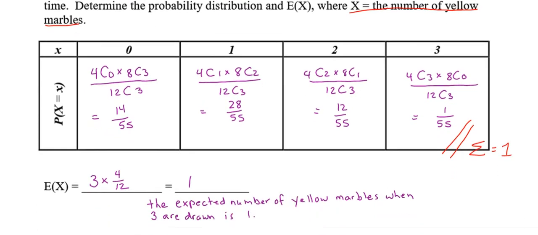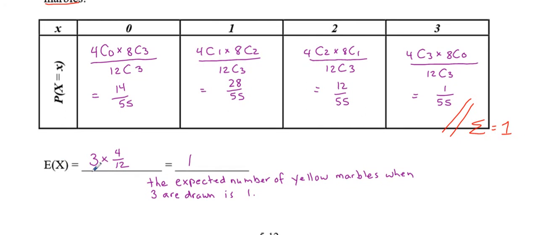And then when you go to find the expected value, it's the group size, which is 3, times the probability of whatever the random variable is. In our case, the variable is the number of yellow marbles. So there's 4 yellow marbles out of 12 in total. So the group size times the probability of a yellow marble is 1. So if you draw 3 marbles, the expected number of yellows would be equal to 1. So that is another example, just like the first one.